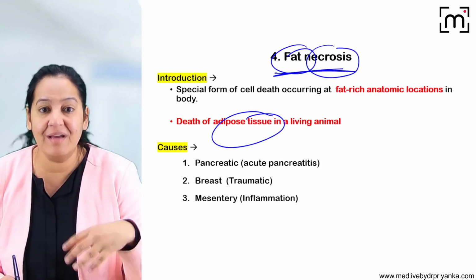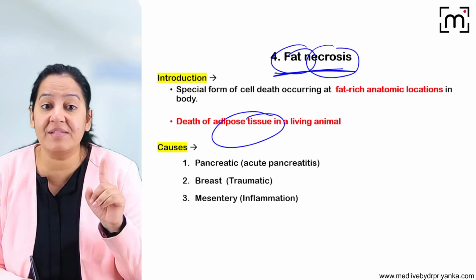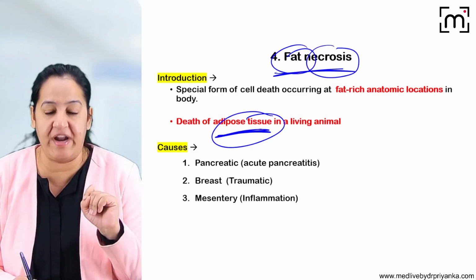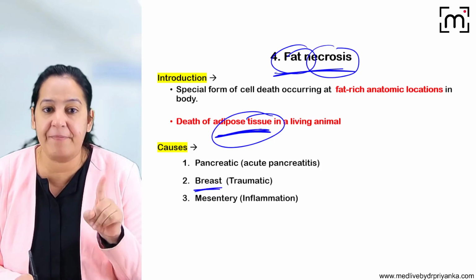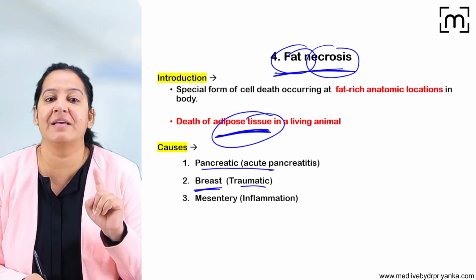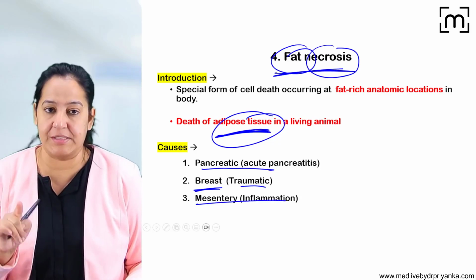So tell me the definition. It is a special type of necrosis in which there is death of adipose tissue. It occurs in the female breast due to trauma, in the pancreas due to pancreatitis, or in the mesentery due to inflammation. These are the three causes. We have seen the definition and the causes.